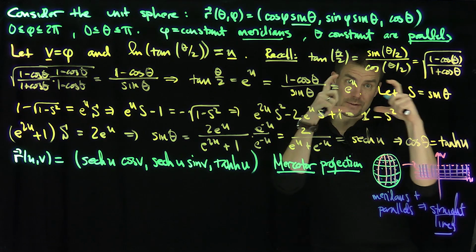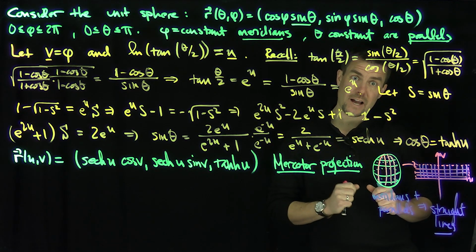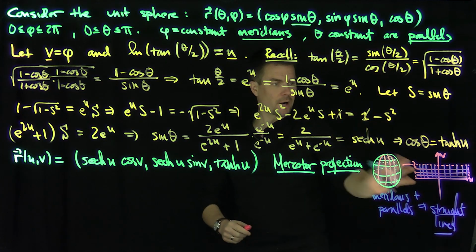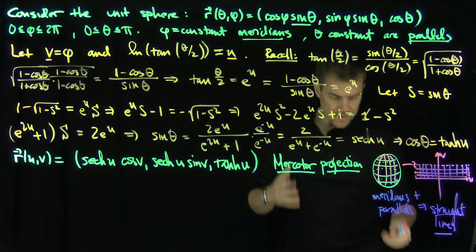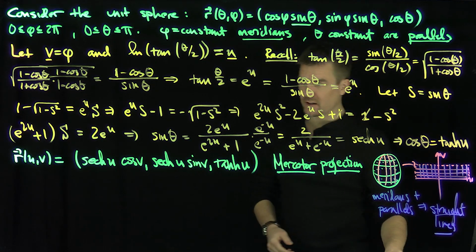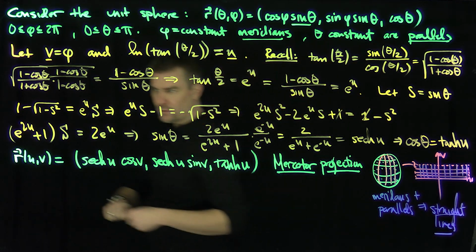You like to have basically something you can put on a page, and that's what this Mercator projection does. Okay, so it maps meridians and parallels onto straight lines in UV space. Now, the other thing to consider is the first fundamental form of this. So we do the first fundamental form.